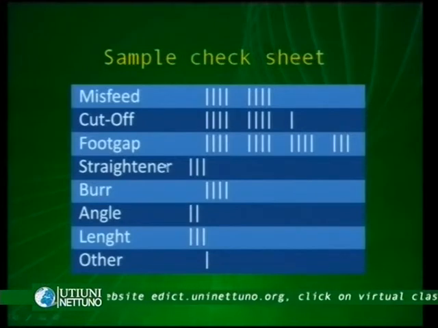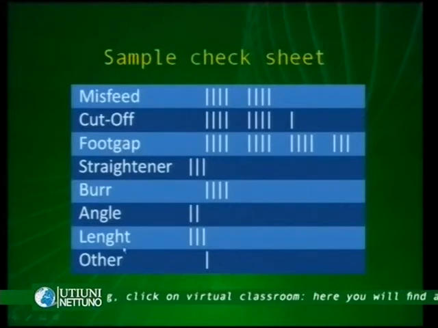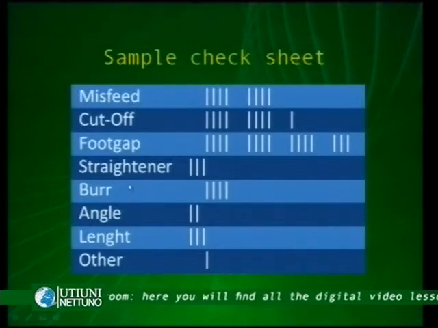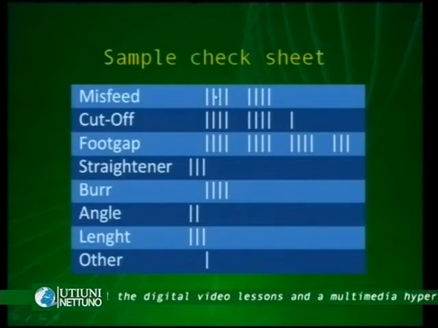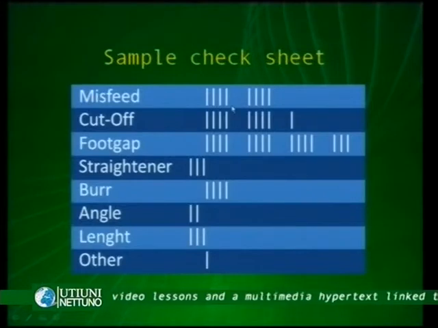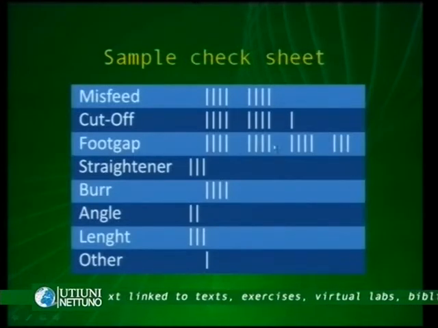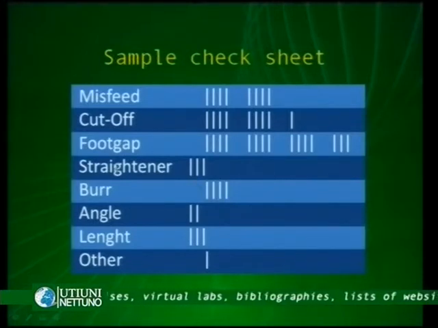In a manufacturing environment, we have a similar number of items down the left-hand side, including other, that are relevant to this particular type of manufacturing. And once again, every time a misfeed happens, a simple mark is made on the page. If we look again at the data that has been captured from the process, we will see that foot gap, this item here, happened much more than angle or length or burr or straightener, these other issues. We begin to be able to prioritize the issues based on their frequency.